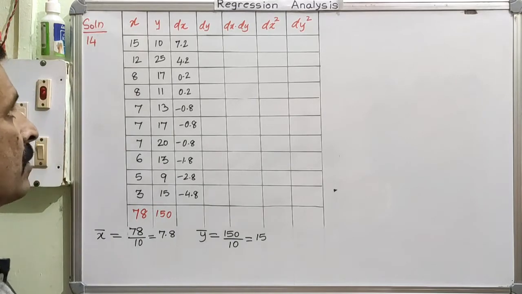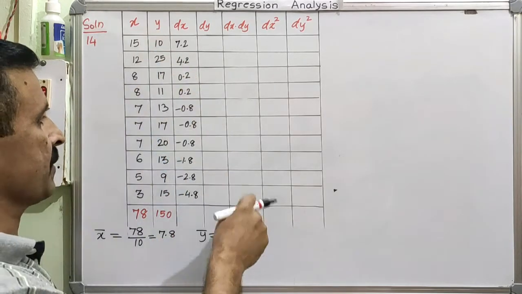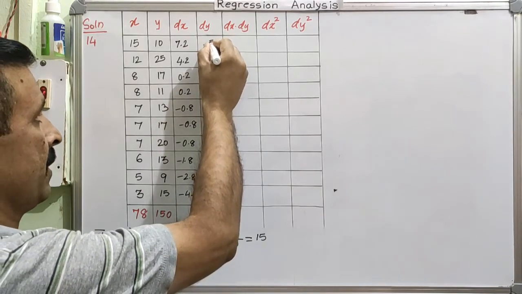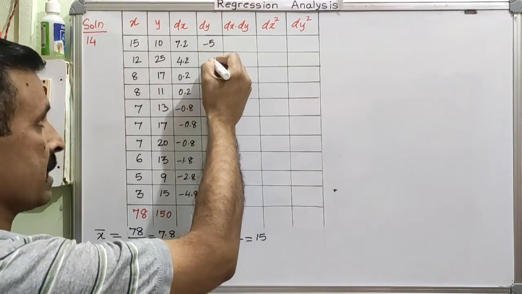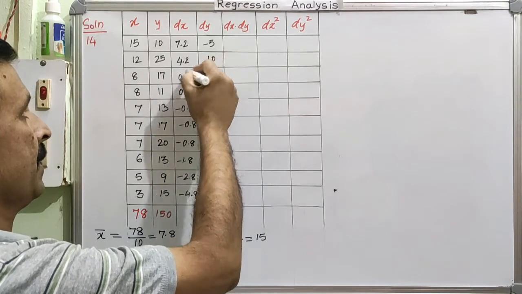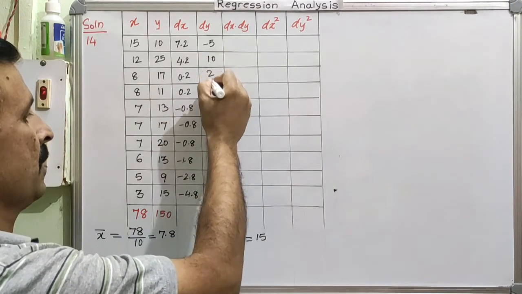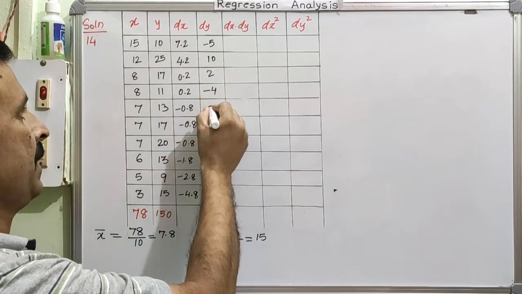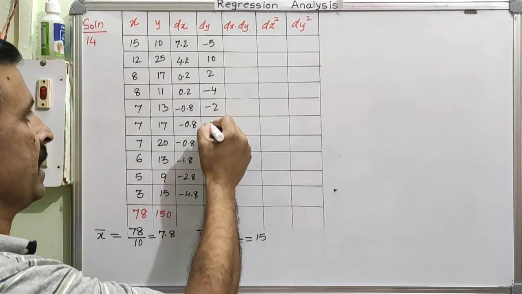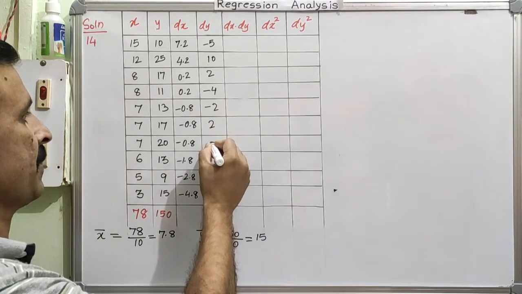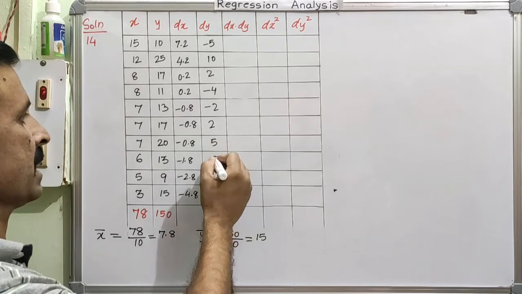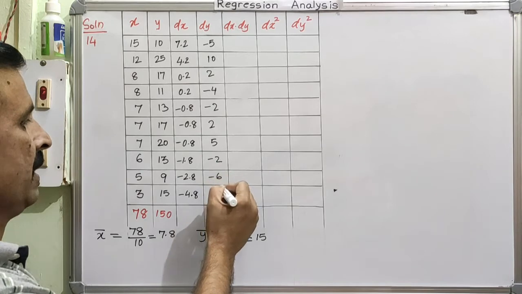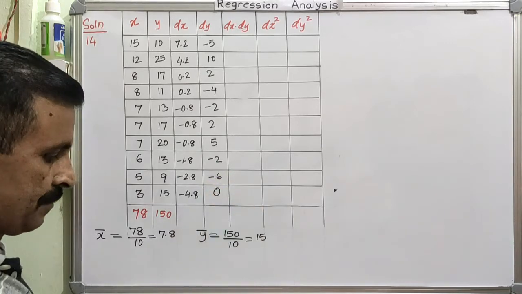Likewise, we will now calculate the value of dy. So 10 minus 15 is negative 5. Next one is 10. Then 17 minus 15, 2. 11 minus 15, minus 4. 13 minus 15, negative 2. 17 minus 15, positive 2. 20 minus 15, positive 5. 13 minus 15, negative 2. 9 minus 15, negative 6. And 15 minus 15, 0.